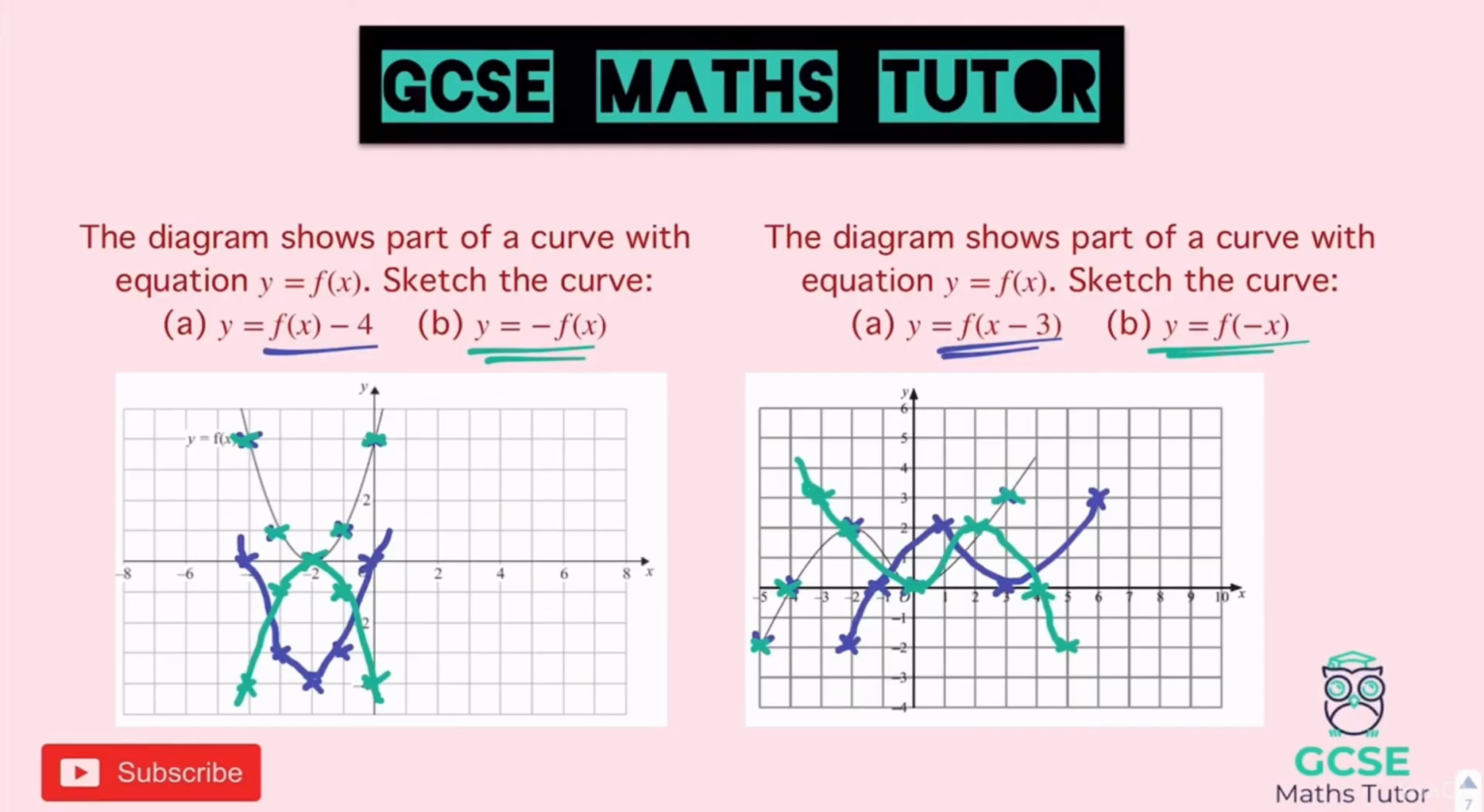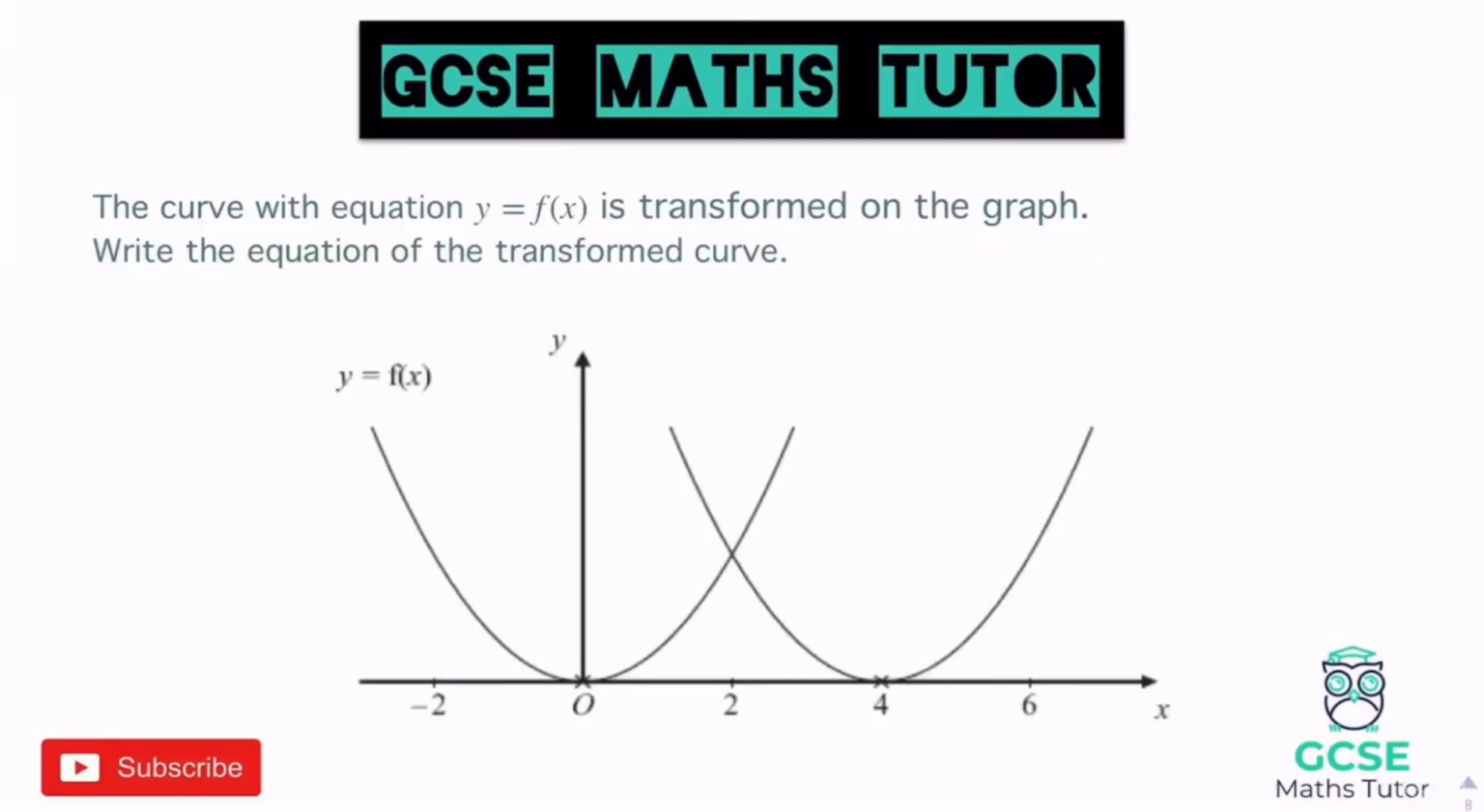Now I've got one more for you to have a look at before we finish. Okay, so last question. We've got the curve with the equation f of x is transformed on the graph. And here's our equation f of x, so it's this graph on the left here. Write the equation of the transformed curve. Now there are so many different ones of these, but it just follows all the rules that we've just looked at before. So this actual graph here, if you have a look, f of x, the points have moved.